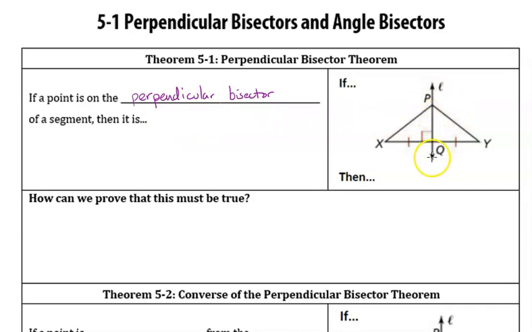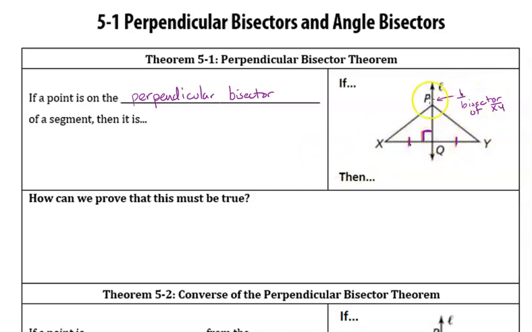So if I look over at this picture here, I notice that I have segment XY, and then I have this line L that's coming down through here, and it's doing 2 things to segment XY. It is making a 90-degree angle with the segment, so it is perpendicular to it. And it is cutting that segment into 2 equal parts, segment XQ and segment YQ, that are congruent to each other. So that is the perpendicular bisector of segment XY. It's perpendicular to it and it's bisecting it.